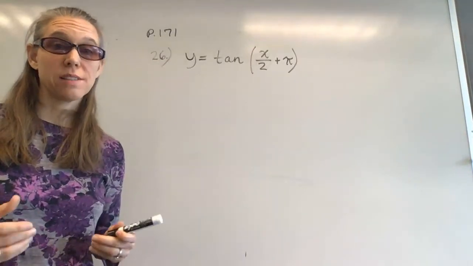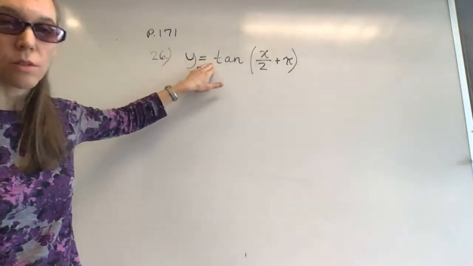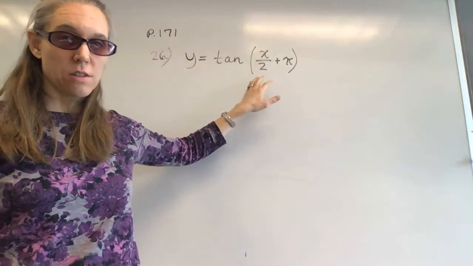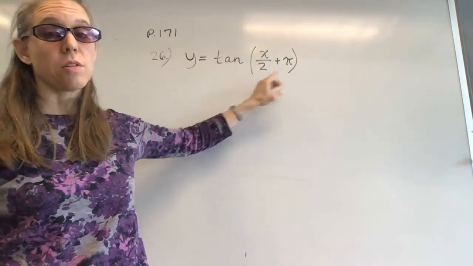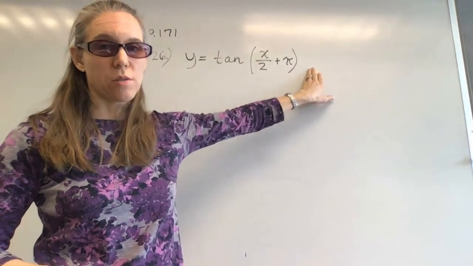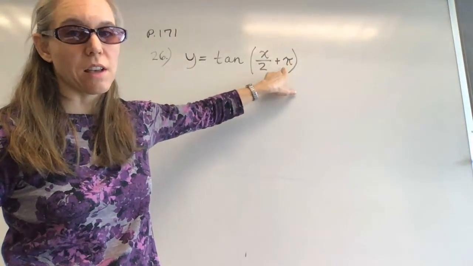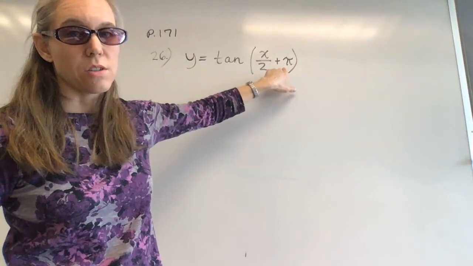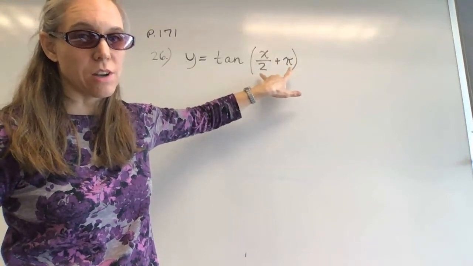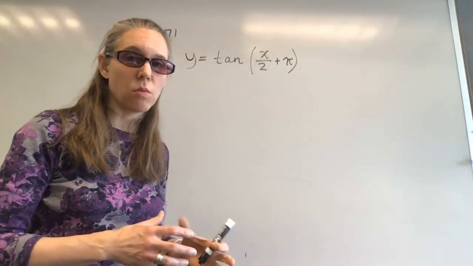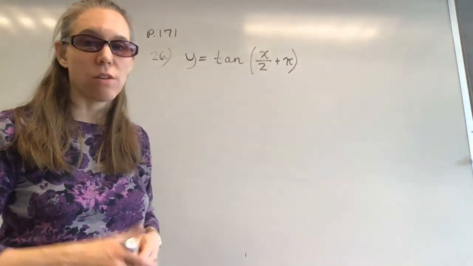So for number 26, we do not have any sort of vertical stretch. We do not have a period change. No, we do have a period change, but we do not have a vertical stretch or vertical shift. What we're looking at is a horizontal shift and a period change. So we want to look at those together. So the first thing you would want to do is factor out the b value.